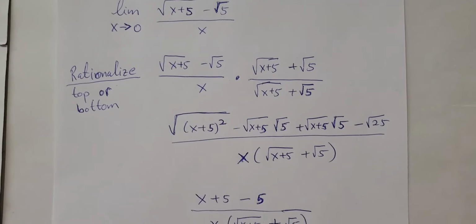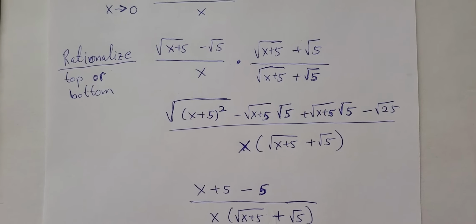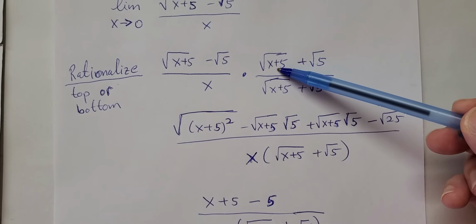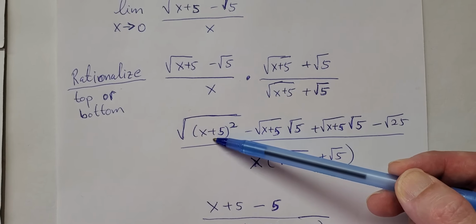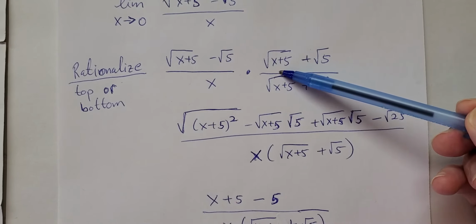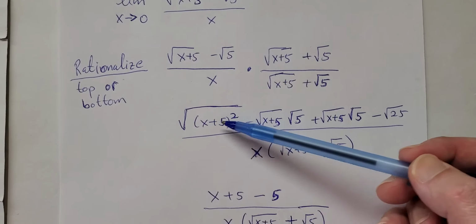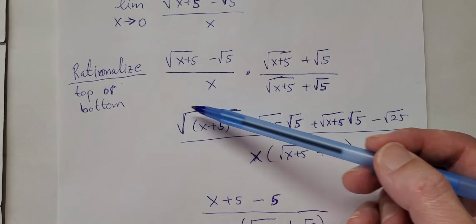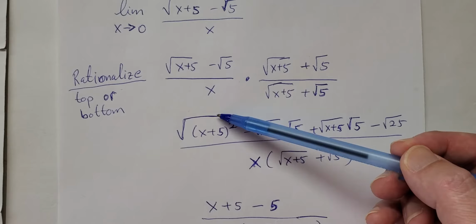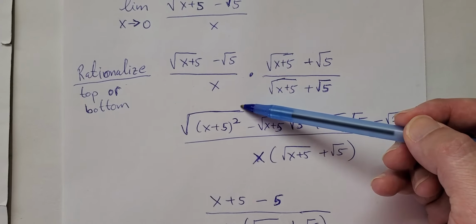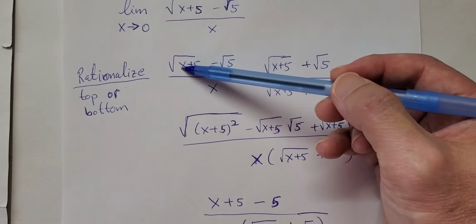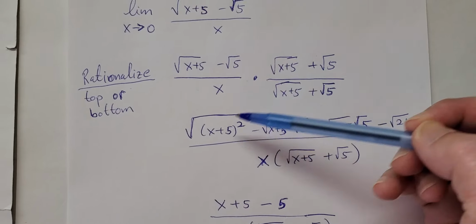Now, all you have to do is use the distributive property and just multiply it out. So here we go. Square root of x plus 5 times square root of x plus 5. There are 2 of them, so x plus 5 squared under the same square root. Do not double the square root. Just keep it as one square root. The only one that has 2 is x plus 5 and x plus 5.